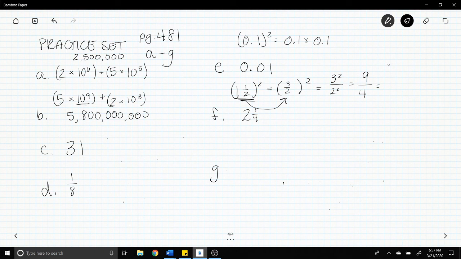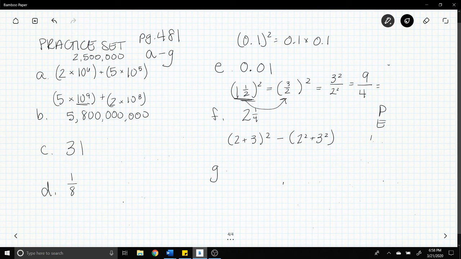And finally, letter G is sort of putting some of these things together. So we have 2 plus 3 squared minus, and notice in parentheses here it's a little different, 2 squared plus 3 squared. So order of operation says parentheses, exponents, multiplication and division, addition and subtraction. So it's going to look a little confusing here. Do your work in your parentheses first. So in our parentheses we have 2 plus 3. What is that? 5. So we've evaluated that.